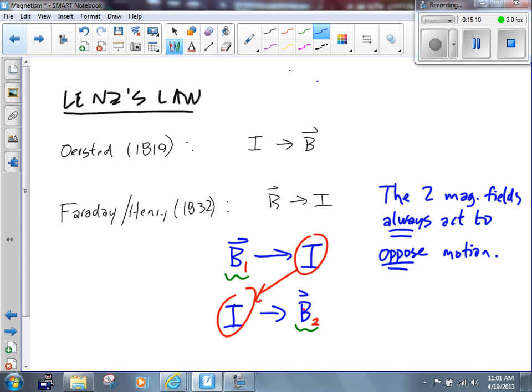Now, why does it have to be an opposing force? You must oppose. You can't help it. You can't speed it up. And when we drop that magnet to that point, it's not going to accelerate at 12.5 meters per second squared. It can't. It has to be a little lower than 9.1 because it has to be an opposing force. But why does it have to be an opposing force?